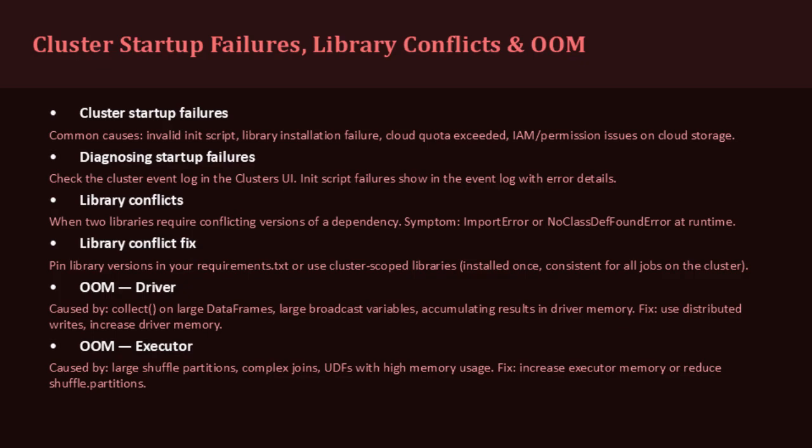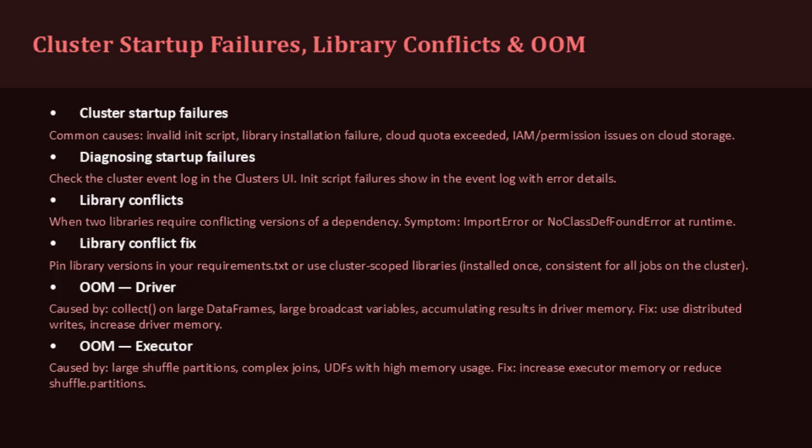Library conflicts happen when two libraries need conflicting versions of the same dependency. The symptom is usually import error or no class definition found error at the runtime. The fix is to pin library versions in your requirements.txt or use cluster scope libraries installed once, consistent for every job that runs on that particular cluster.